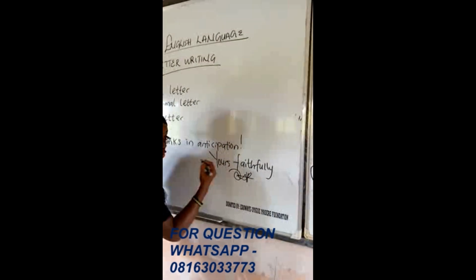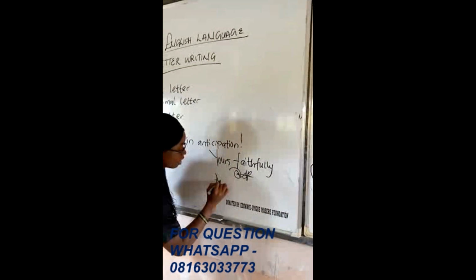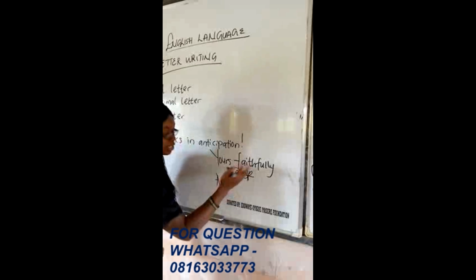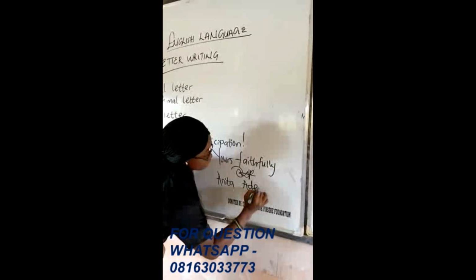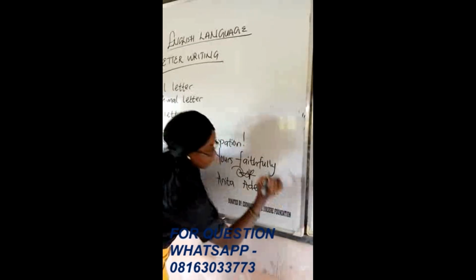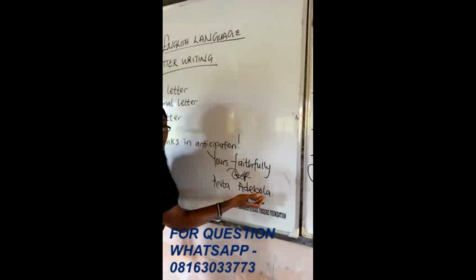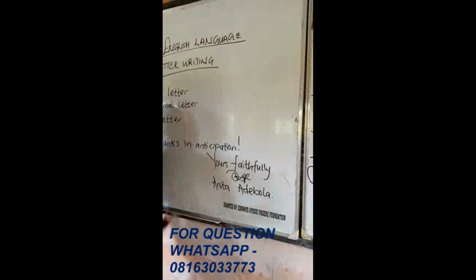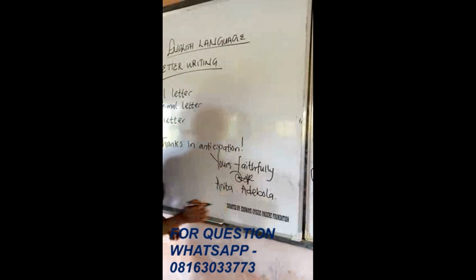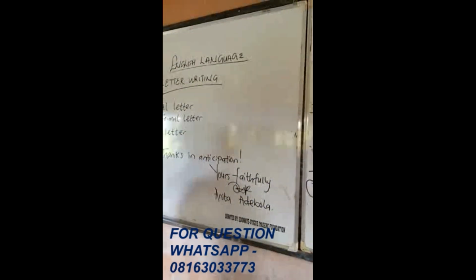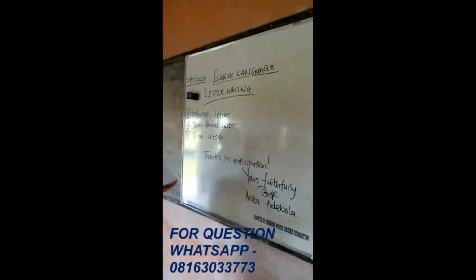Then you write your name, your first name, which is Anita, then your surname, Adebola. If you have your contact as a phone number, you write your what? Phone number. If you are an engineer, you write engineer. You write your phone number underneath it, then you end your letter. So these are the various stages in which you write your letter.